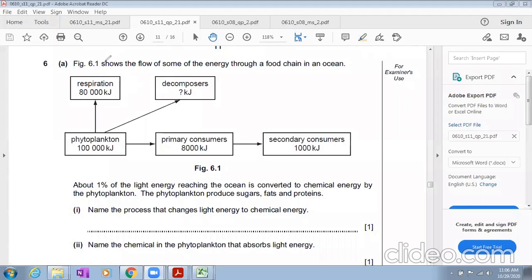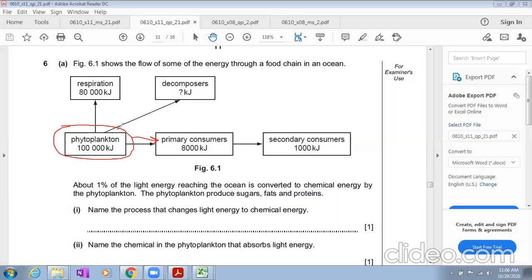So question number one: I have to show the flow of some energy through a food chain in the ocean. If you see here, this is the flow of energy. Energy is passing from one organism to another organism. The first one we have is the producer, that is phytoplankton, small plants living in the ocean. From phytoplankton, energy will transfer to the primary consumer.